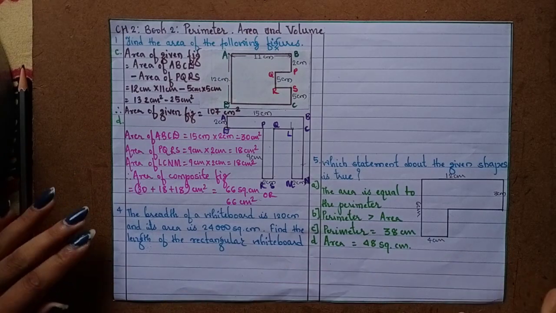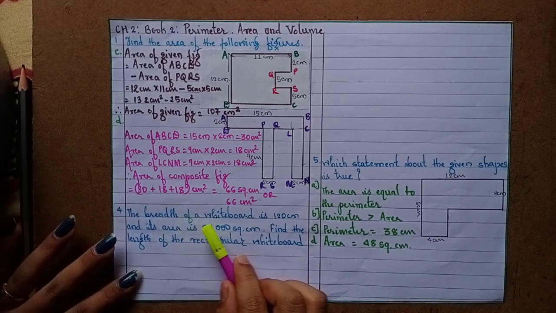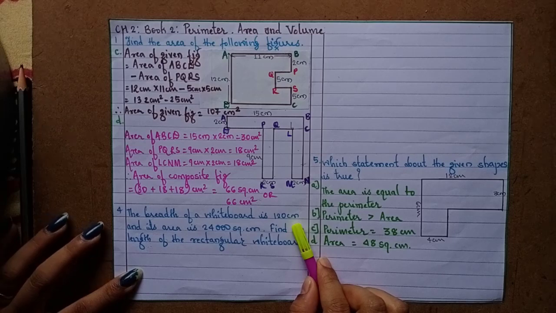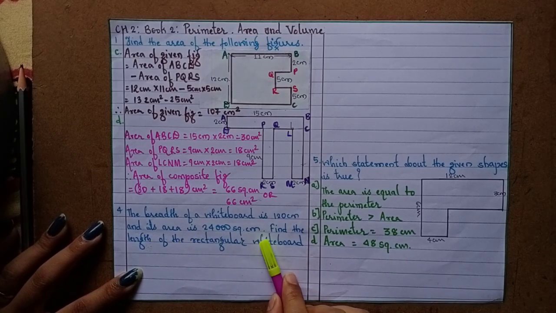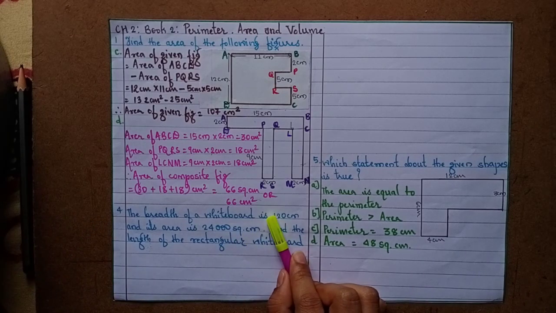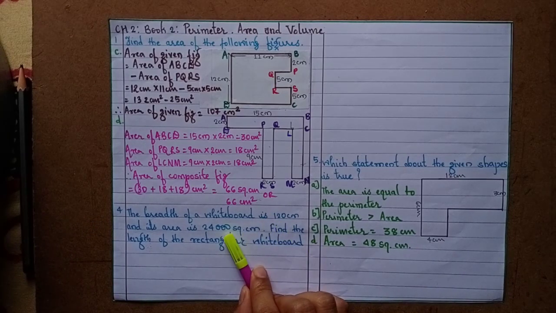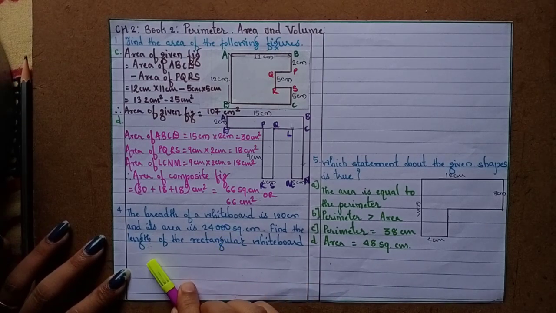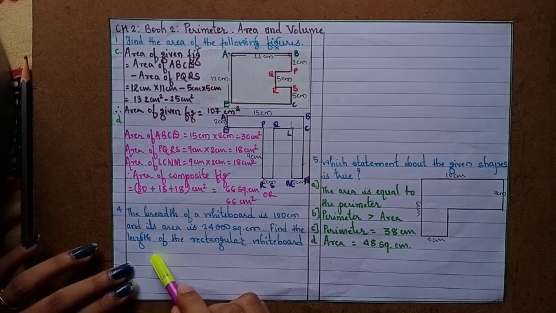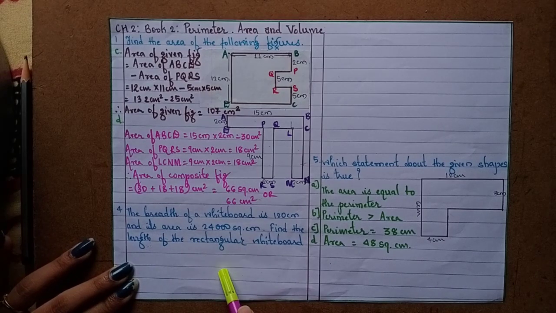Now let's see the next question. The breadth of a whiteboard is 120 centimeter long and its area is 24,000 square centimeter. Find the length of the rectangular whiteboard. So here they have given breadth and area. We have to find the length. To find the length, we have a formula, that is length equals area upon breadth. Use this formula and solve.